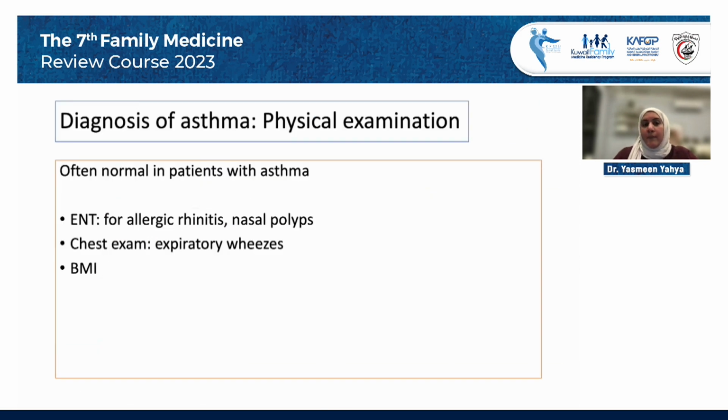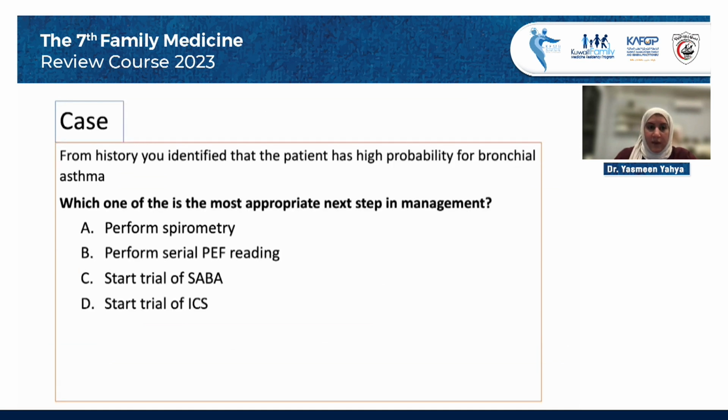So now, of course, after history, we usually do a physical exam, but here the role is really limited because it's often normal in patients with asthma. Of course, you will check the ENT for nasal polyps or allergic rhinitis. You listen to the chest. Expiratory wheezes can increase the probability of asthma, and you also need to measure the BMI.